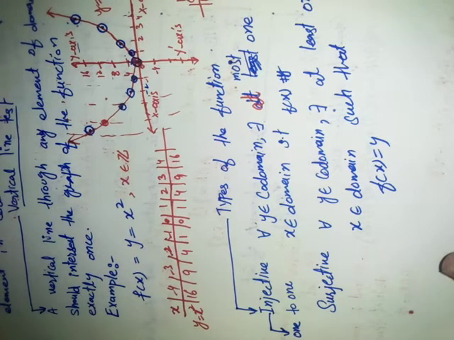Surjective function. For all y belongs to codomain, there exists at least one x in domain such that f of x is equal to y.